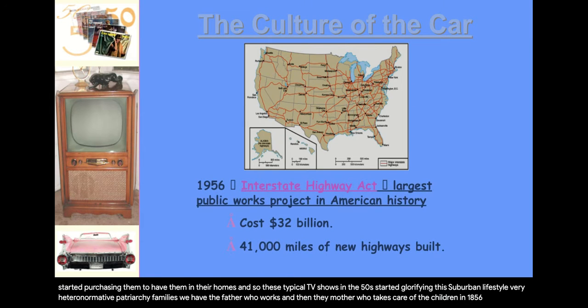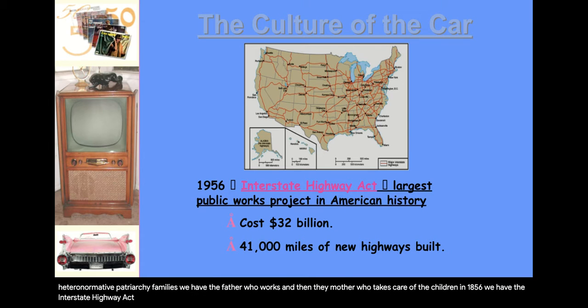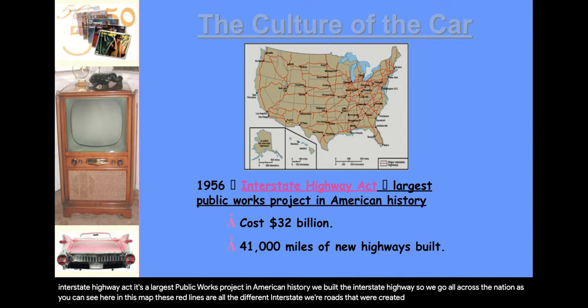In 1956, we have the Interstate Highway Act. It's the largest public works project in American history. We built the interstate highways that would go all across the nation, as you can see here in this map. These red lines are all the different interstate roads that were created in 1956.